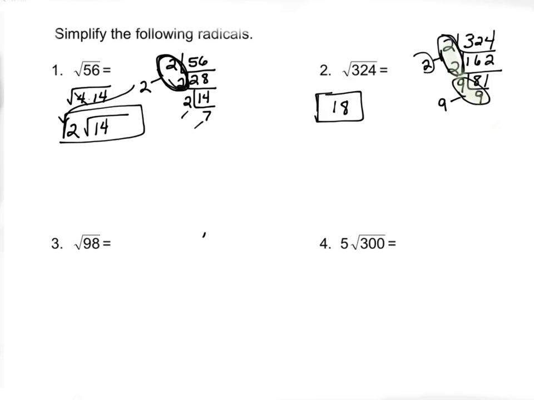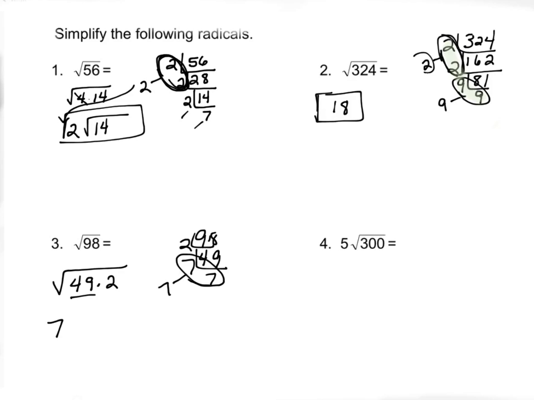So 98, we're going to do a prime factorization, which is 2 times 49. So that tells me, if we want to look at this another way, that 98 is 49 times 2. And 49 is 7 times 7. So remember that, group them. That number comes in front. And we look here, square root of 49 is 7.